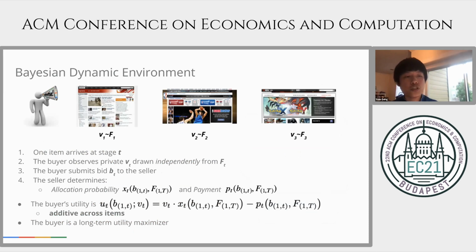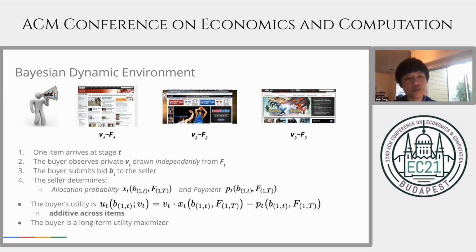To begin with, let me introduce our Bayesian dynamic environment. In this talk, I will mainly focus on an environment with a single bidder, while all our results can be extended to multiple bidders. In our environment, we consider repeated auctions. We assume that there is one item arriving at each stage. Upon the arrival of the item, the buyer can observe their private valuation v_t for the item at stage t, which is drawn independently from a distribution F_t. Here, the distribution is independent across rounds, but not necessarily identical.